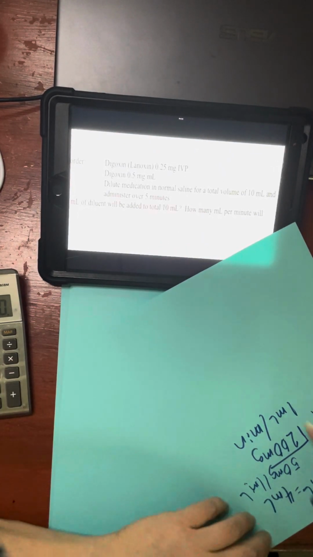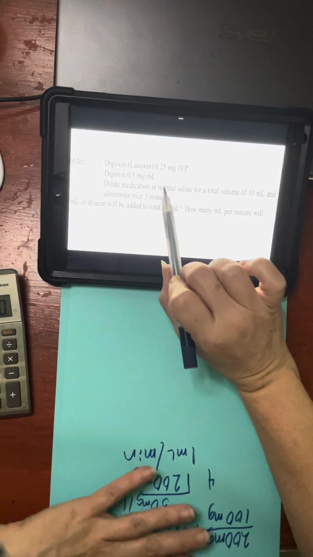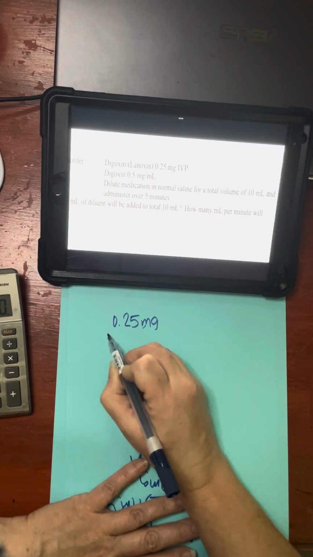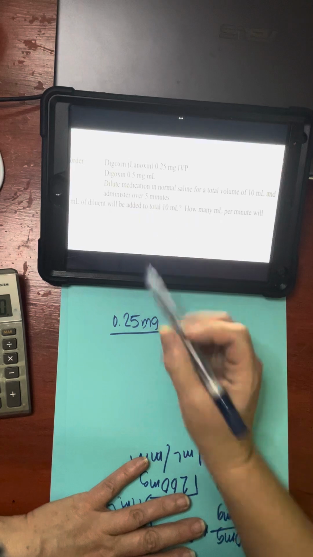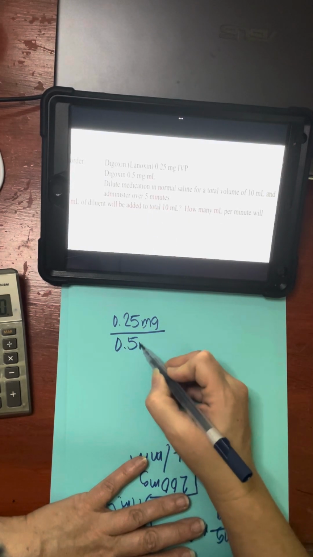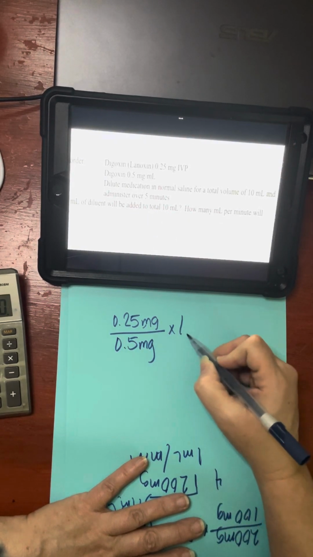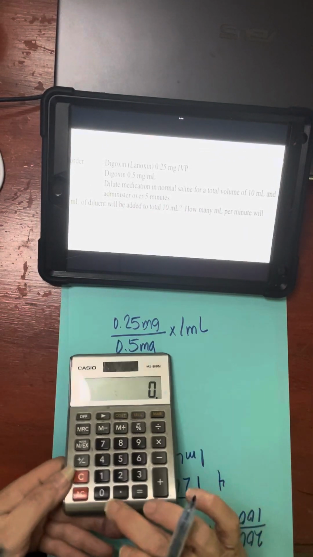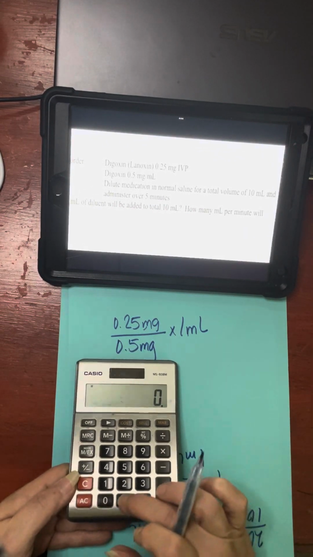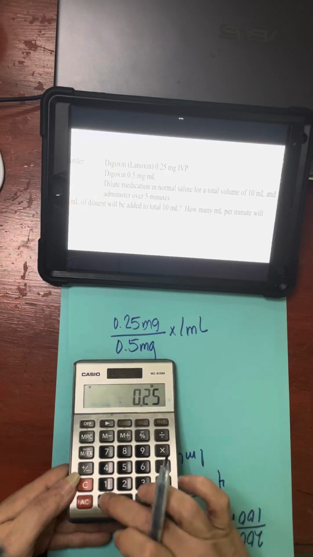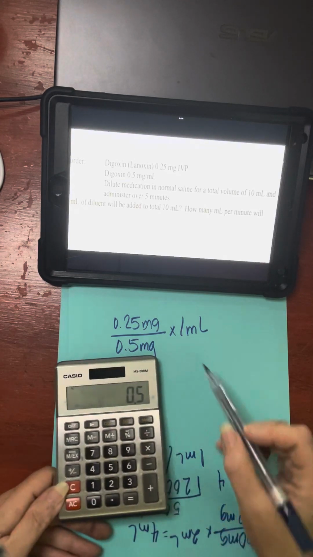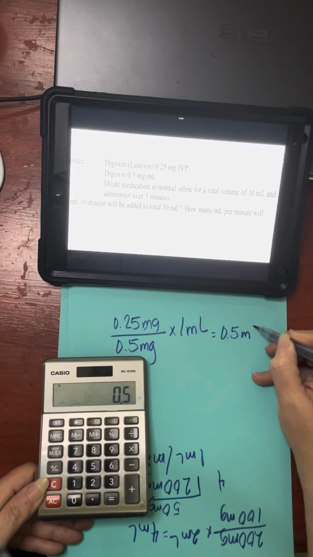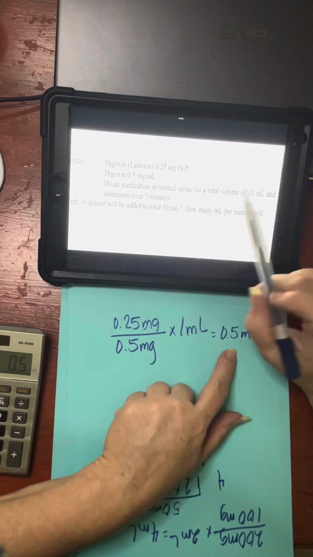Okay, so the next one says digoxin or Lanoxin, 0.25 milligrams of what Mr. Main wants. And what we have is 0.5 milligrams in 1 milliliter. So let's work that and see what we got to pull out of the vial. Get your calculator. 0.25 divided by 0.5 equals, times 1 would be 0.5 milliliters. We got to pull out that much from the vial.